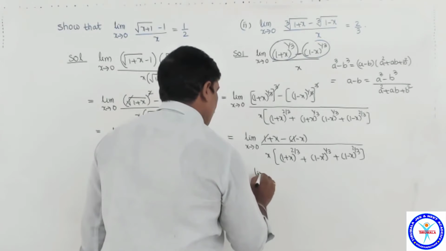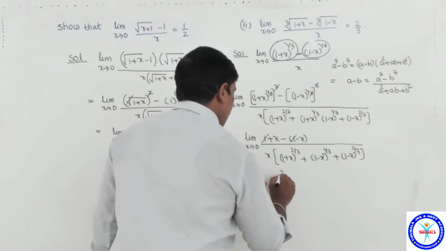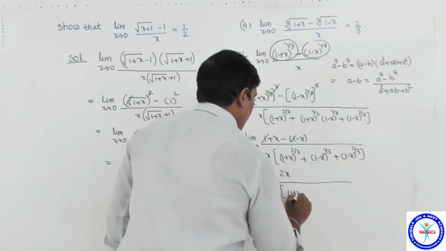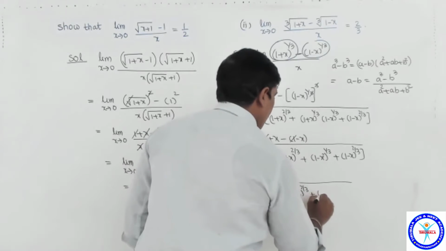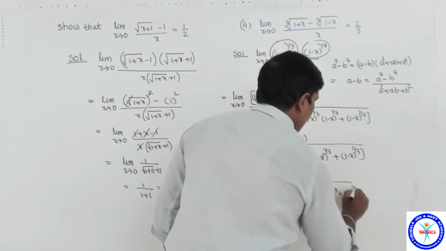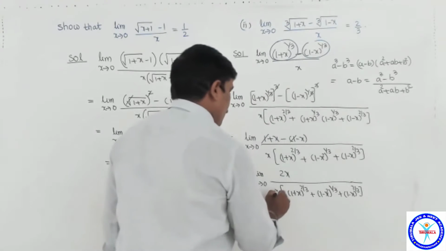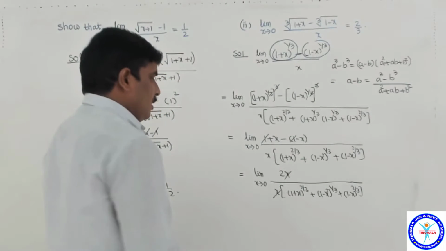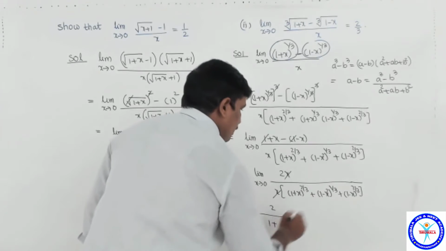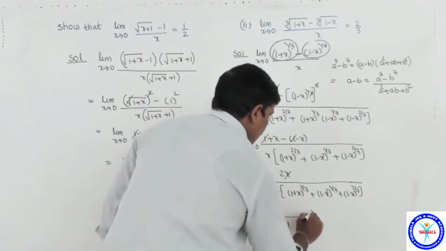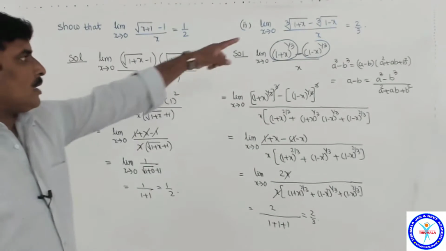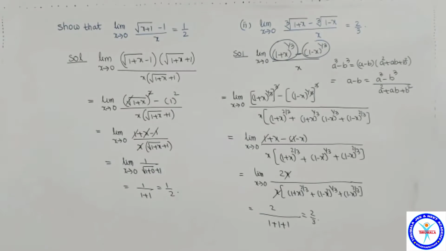This is equal to limit x tends to 0 of 2x by x into [(1 plus x) whole power 2 by 3 plus (1 minus x square) whole power 1 by 3 plus (1 minus x) whole power 2 by 3]. Okay, now cancel these two x values. This is equal to 2 by (1 plus 1 plus 1), since each term tends to 1 as x tends to 0. This is equal to 2 by 3. So the correct answer is 2 by 3.